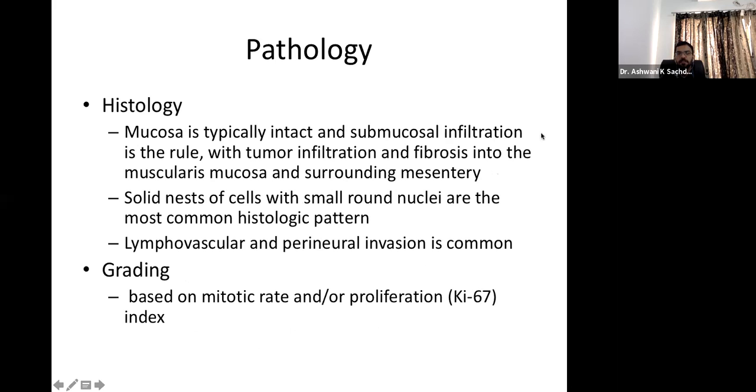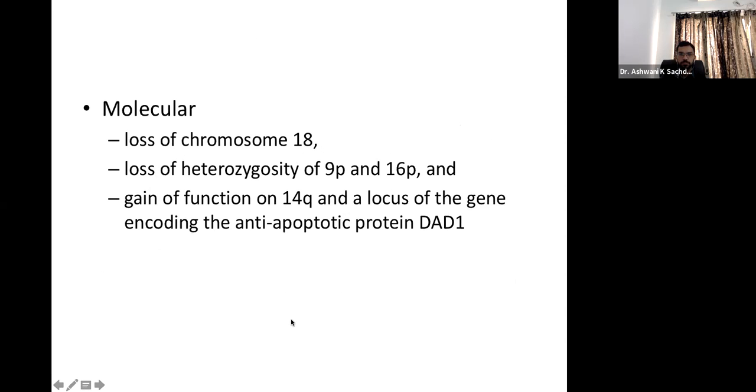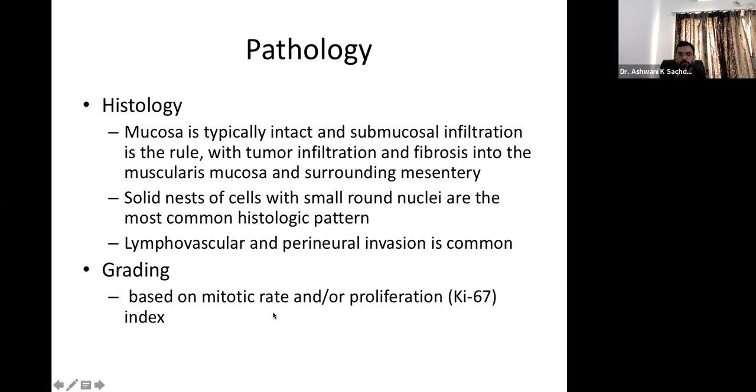Histologically, the characteristic feature is mucosa is typically intact and submucosal infiltration is the rule. Okay. So tumor infiltration and fibrosis occur into the muscularis mucosa and surrounding mesentery. Solid nest of cells with small round nuclei are the most common histological pattern. In all neuroendocrine tumors, you'll see the small round nuclei, and lymphovascular and PNI is common in carcinoids. Grading is based on mitotic rate and Ki67 index. We'll know all the grading also when we do the staging.